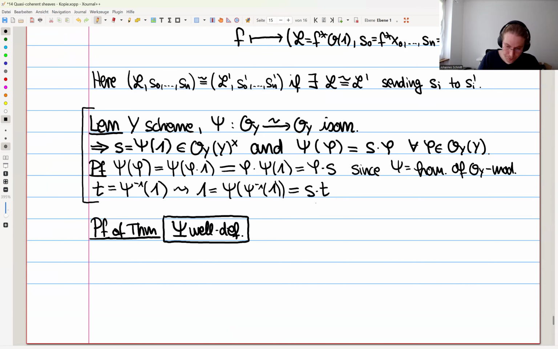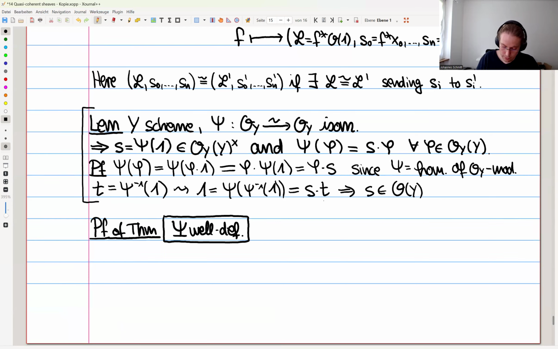We get S times T. But then we see 1 is equal to S times T. This implies that S cannot vanish at any point. So in other words, you can either write it like this, or you can say that in the set of global functions, this is actually an invertible element. This finishes the proof. So this tells us something about automorphisms of OY, and this will be useful in a second in the proof.